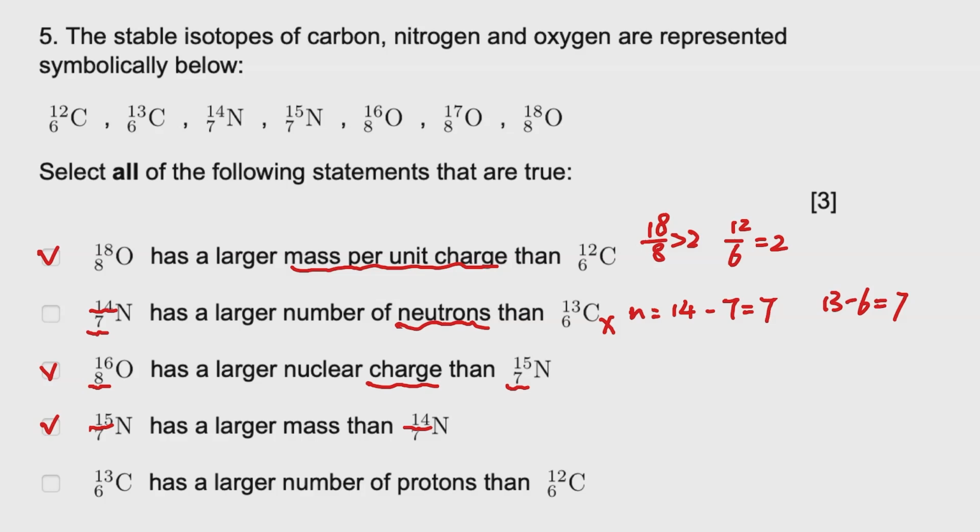The last statement says carbon-13 has a larger number of protons than carbon-12. We know that the proton numbers are just the numbers at the bottom, so 6 equals 6. Therefore, the statement is false.